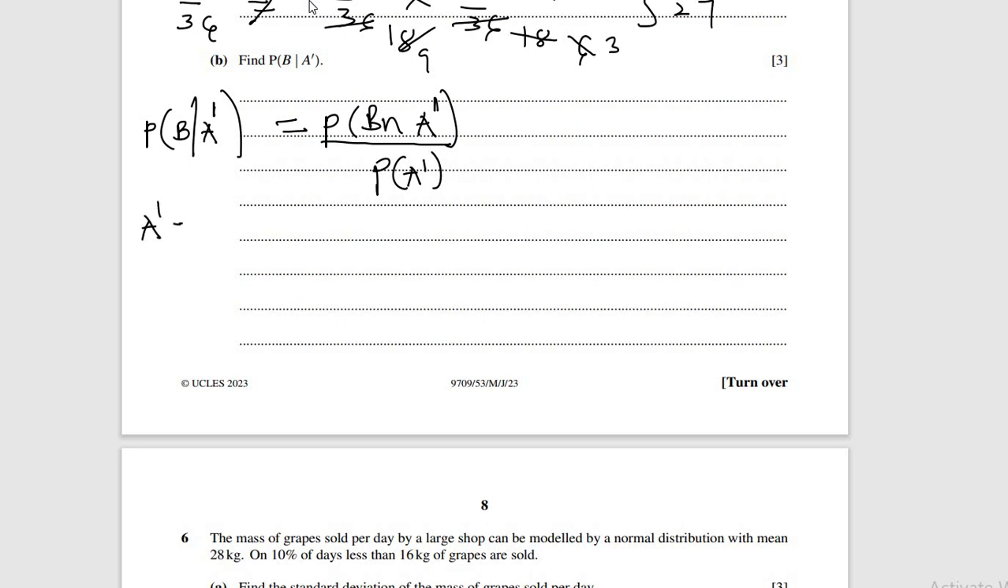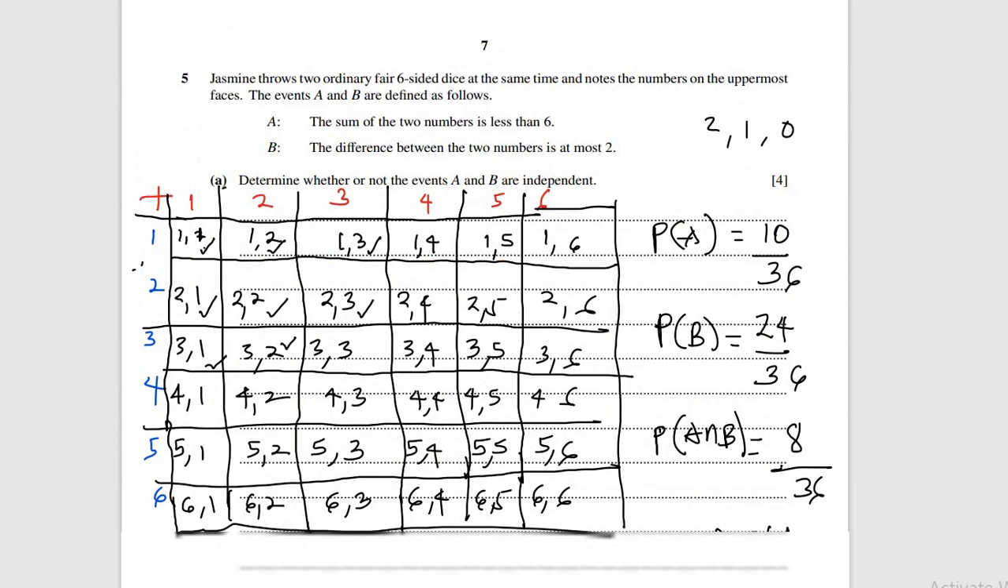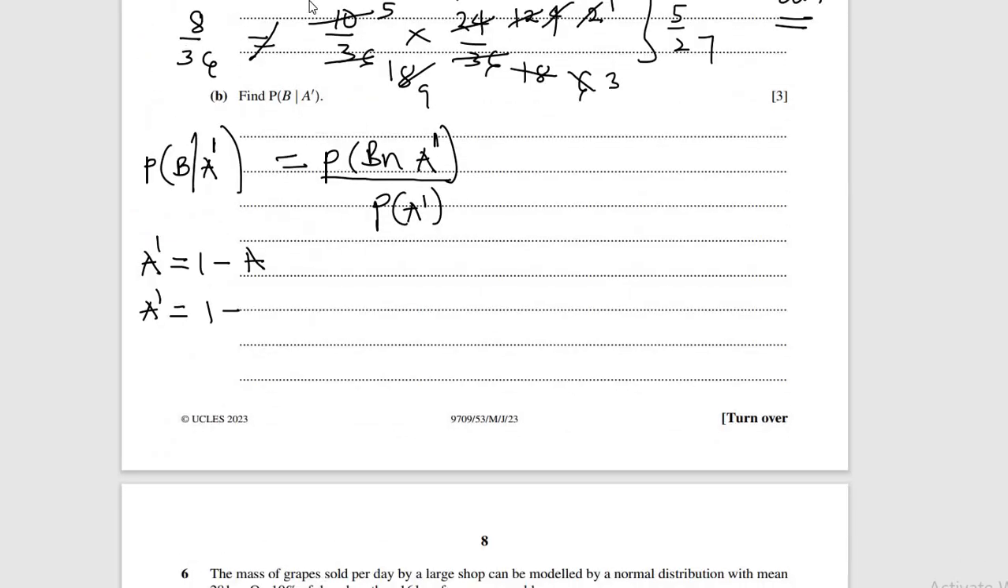Probability of A complement will be 1 minus probability of A. So A complement will be 1 minus, what, probability of A? Probability of A is 10 over 36. 36 minus 10. So A complement will be 26 over 36. Now, let's look for probability of B intersection A complement.